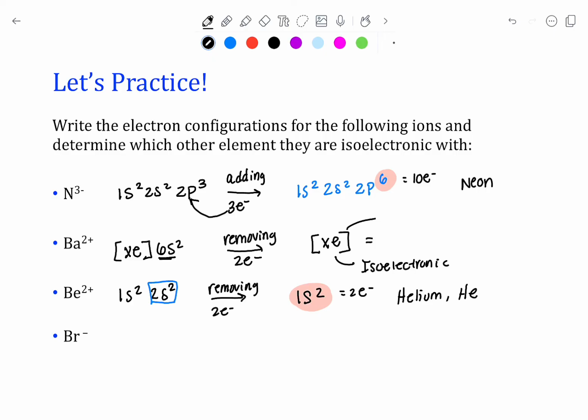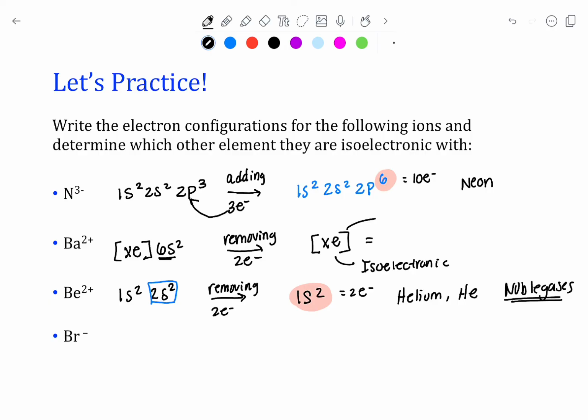And if you'll notice, our isoelectronics are always going to be noble gases. Because when we're creating ions, we always want to move towards a noble gas core, because noble gases are the most stable.